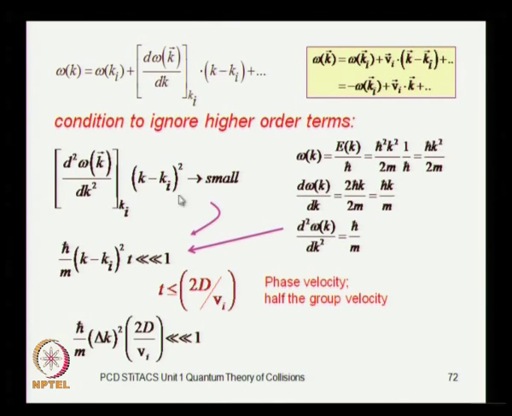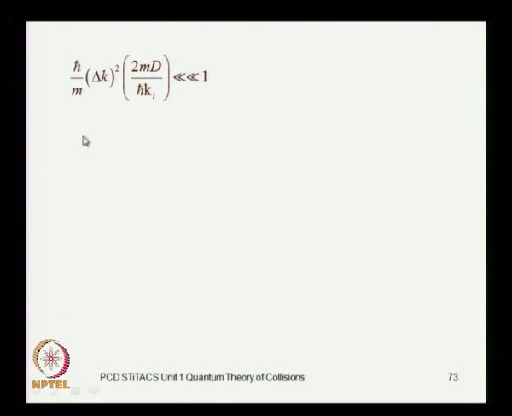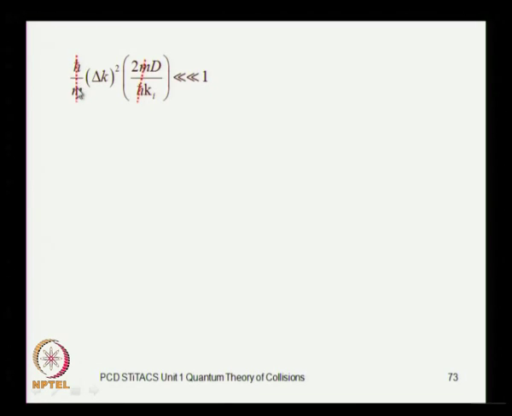So if this condition is satisfied, that h cross over m, this is delta k square, and instead of this time we have this 2d over v, if this product is less than 1, then we are okay. So this is the condition depending on the distance. Now this distance d is a laboratory parameter. This is the distance from the target to the detector. So now you notice that you have got an h cross square over m and an m over h cross here. So these two terms cancel, and your condition now is delta k square over k into twice the distance should be much less than 1.